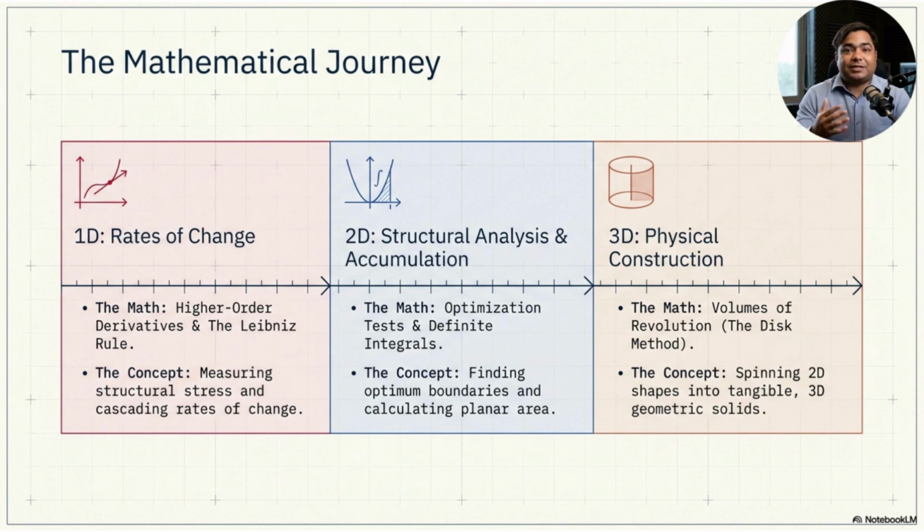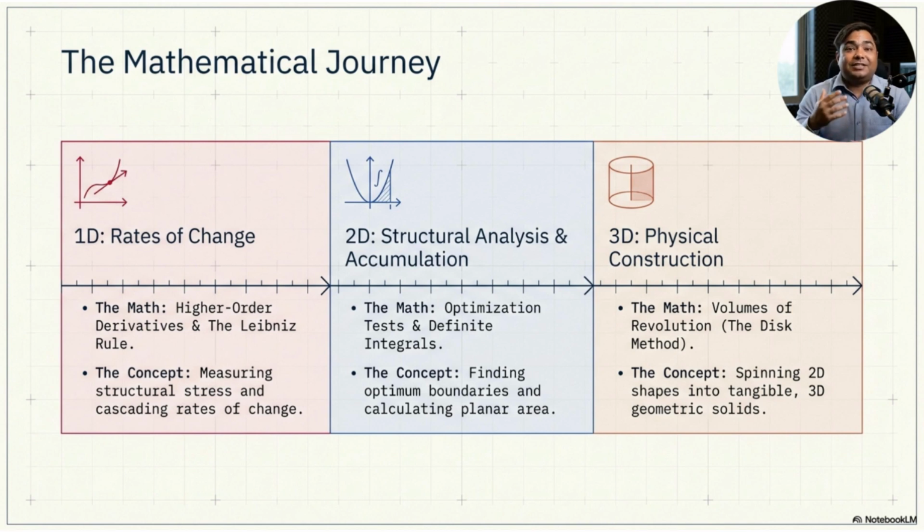The second part is two-dimensional structural analysis and accumulation. Here, we study optimization tests and definite integrals. Optimization means finding maximum or minimum values. Definite integrals help us calculate exact area under curves or between boundaries. In simple words, two-dimensional calculus helps us answer questions such as where is the best point, where is the largest area, where is the smallest distance, how much area is enclosed by a curve.